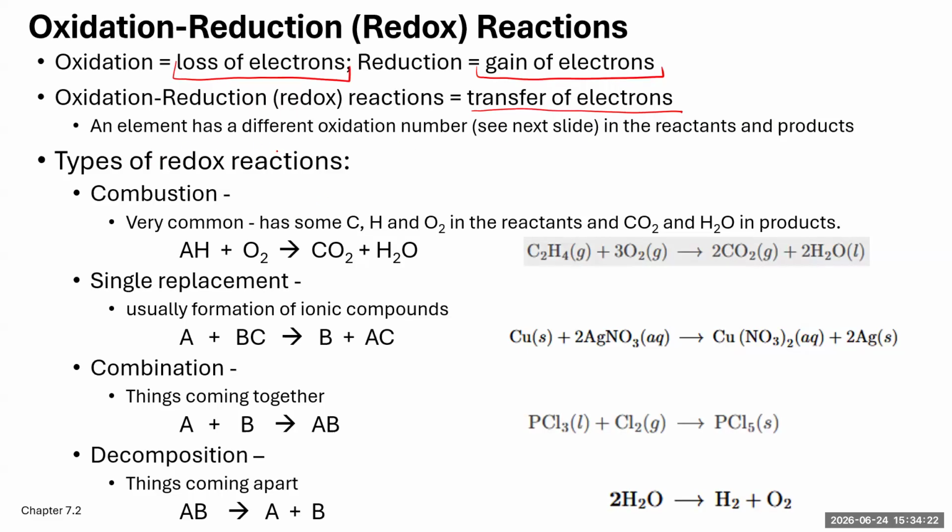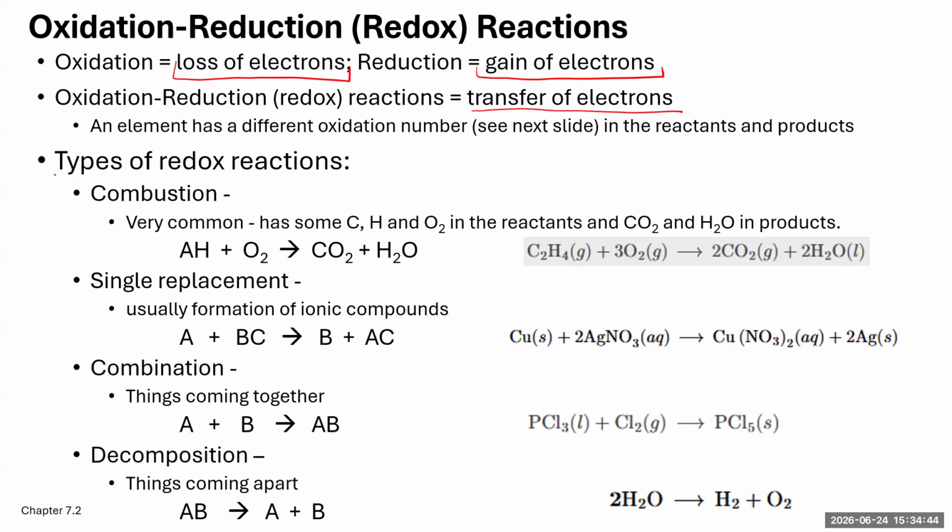Okay, what's a redox reaction? Transfer of electrons. What does that mean? Well, if your element starts with a certain what's called oxidation number in the reactants, and all of a sudden it's a different oxidation number in the products, that's a redox reaction. And we'll go through that on the next slide.